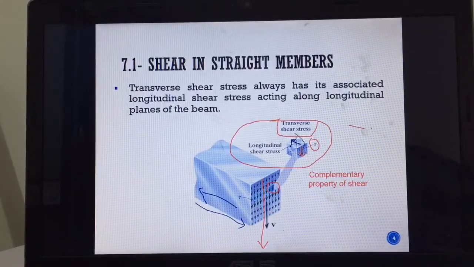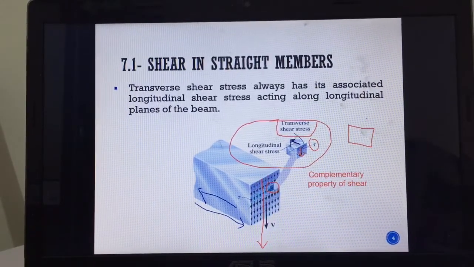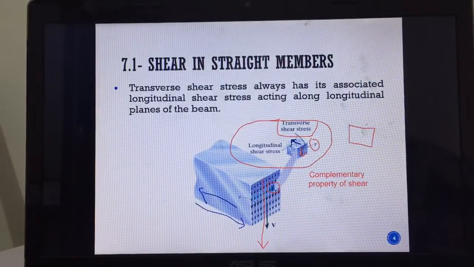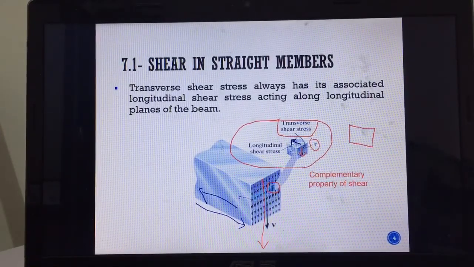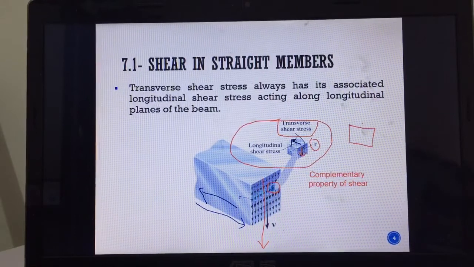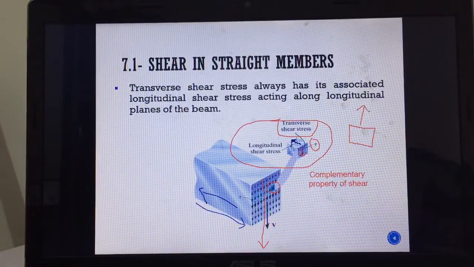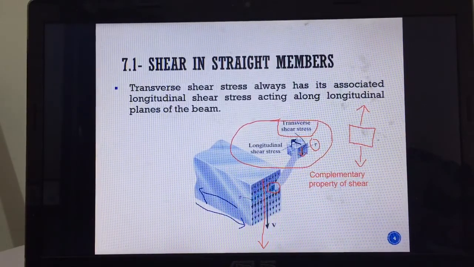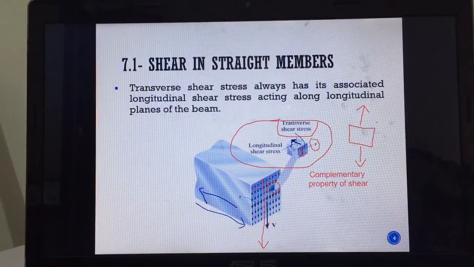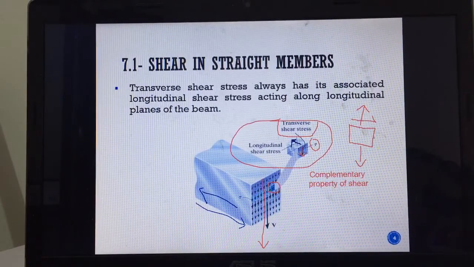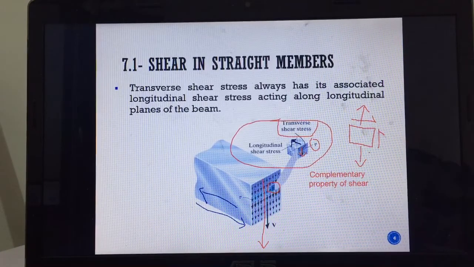Just a quick recap. If you remember, in chapter 3, when you draw the normal or shear stresses, something like this, normal stress like this, and then you have the shear stress. You remember that if you draw shear stress, you have the complementary. If you have one like this, then you need to have the complementary, otherwise they're not in equilibrium.